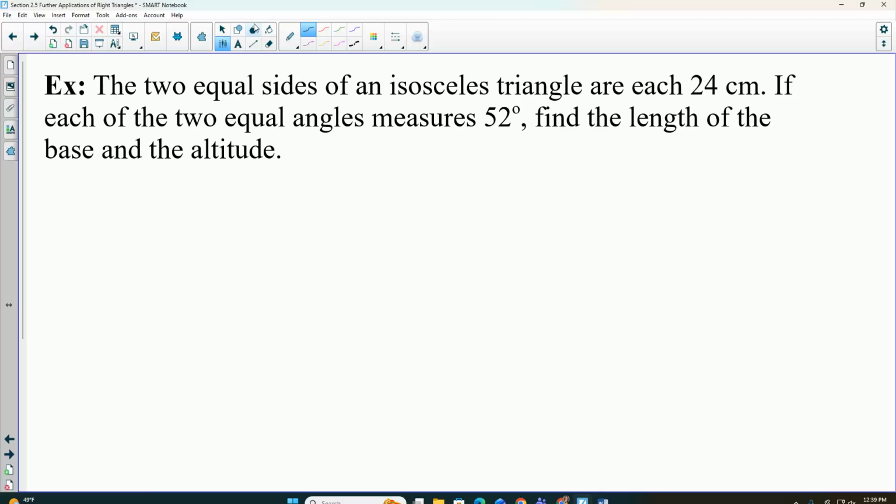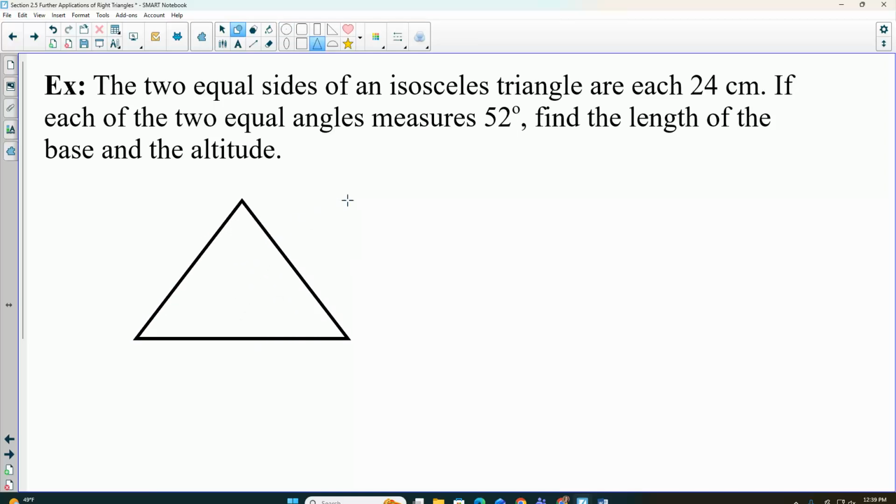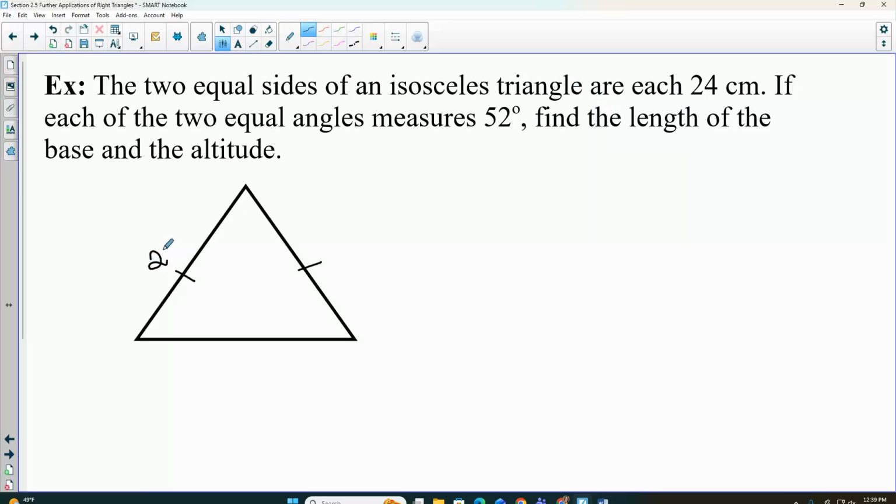All right. The 2 equal sides of an isosceles triangle. What does isosceles mean? 2 sides are the same. So here's my isosceles triangle. Let's say these are the same. Did I say it was a right triangle? No, so we can't make that assumption. So the 2 equal sides are each 24 centimeters. If each of the 2 equal angles measures 52 degrees, so these angles down here are the same, they're both 52 degrees. I want the length of the base and the altitude.